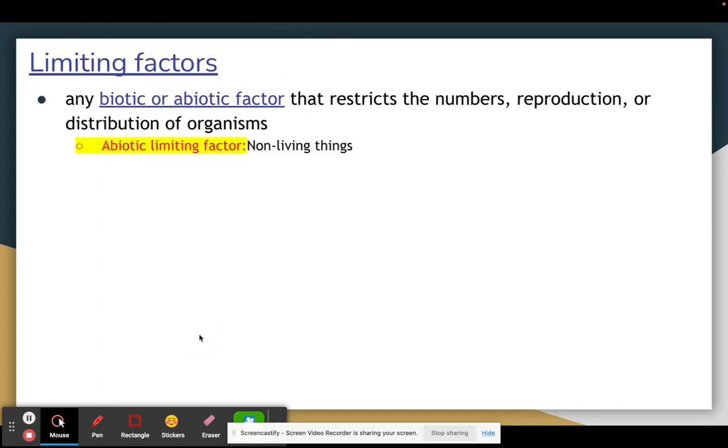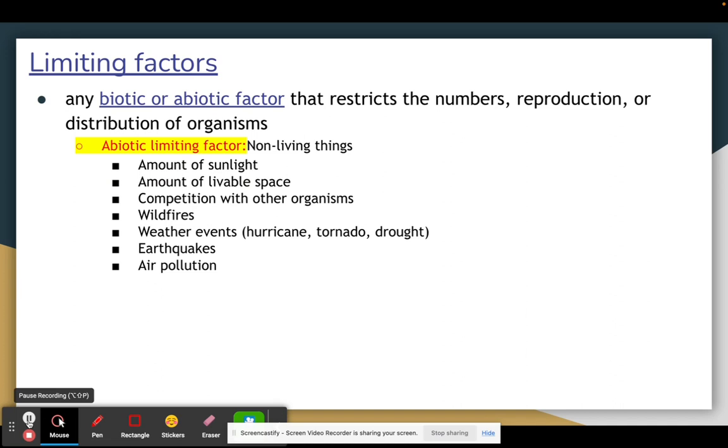So, if we're looking at an abiotic limiting factor, so like the non living things, these would be some specific examples that would restrict the numbers of a population and how things can reproduce and be distributed in an ecosystem. Some specific examples, remember, these are things that are not living, would be the amount of sunlight. If you think about a forest floor, there's a limiting factor there of the amount of sunlight that will reach the forest floor. So, that will prohibit some plant species from thriving and reproducing.